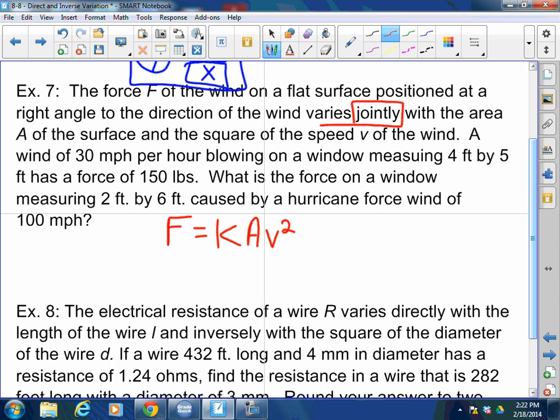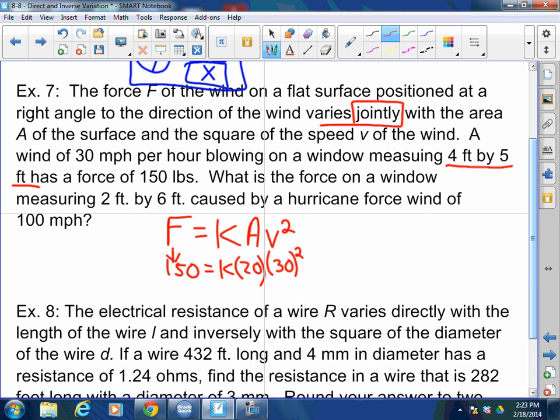Now, a wind of 30 miles per hour blowing on a window measuring 4 feet by 4 feet has a force of 150 pounds. What is the force on a window measuring 2 foot by 6 foot caused by a hurricane force wind of 100 miles per hour? What's the only thing I'm missing? My area. But what's area? No, it's not 12. It's 4 by 5. So that'd be 20.